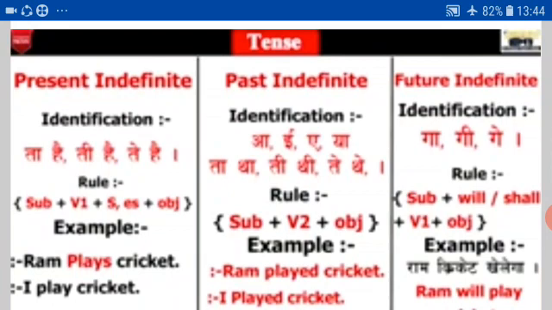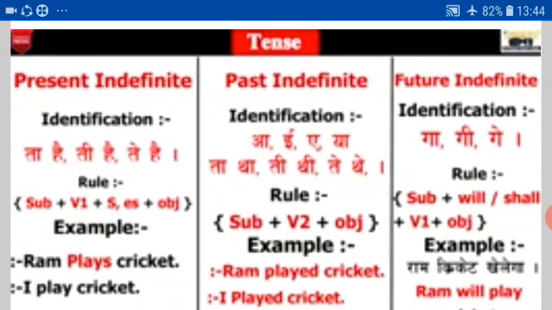In the same way, now past indefinite tense, its identification a, e, ya, ta tha, ti thi, te the. Its rule: subject plus second form of verb plus object. Here, if you are using a negative sentence, then you should use did not. Ram played cricket. And negative, Ram did not play cricket. I played cricket. I did not play cricket. If we are using an interrogative sentence, then did will be used in the beginning of the sentence.